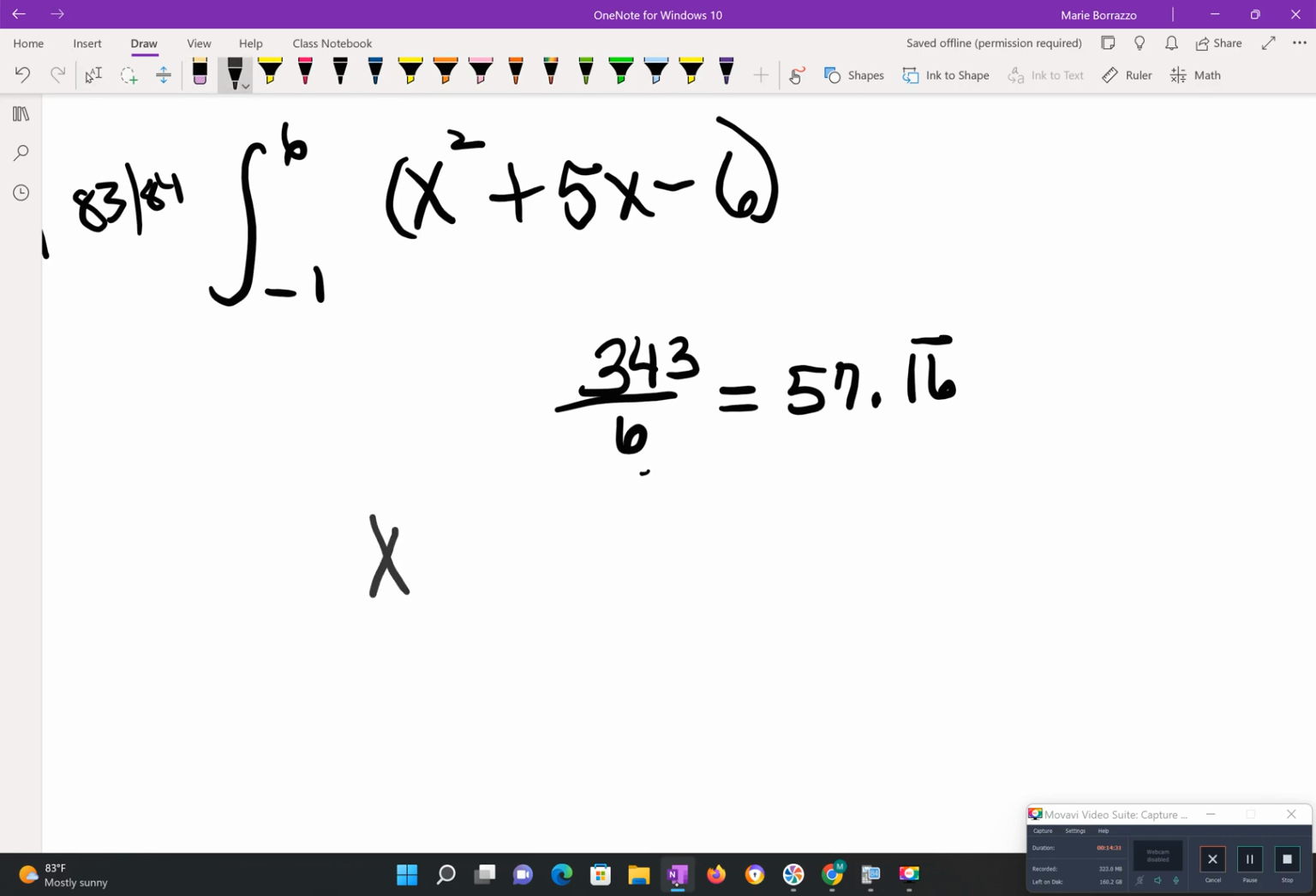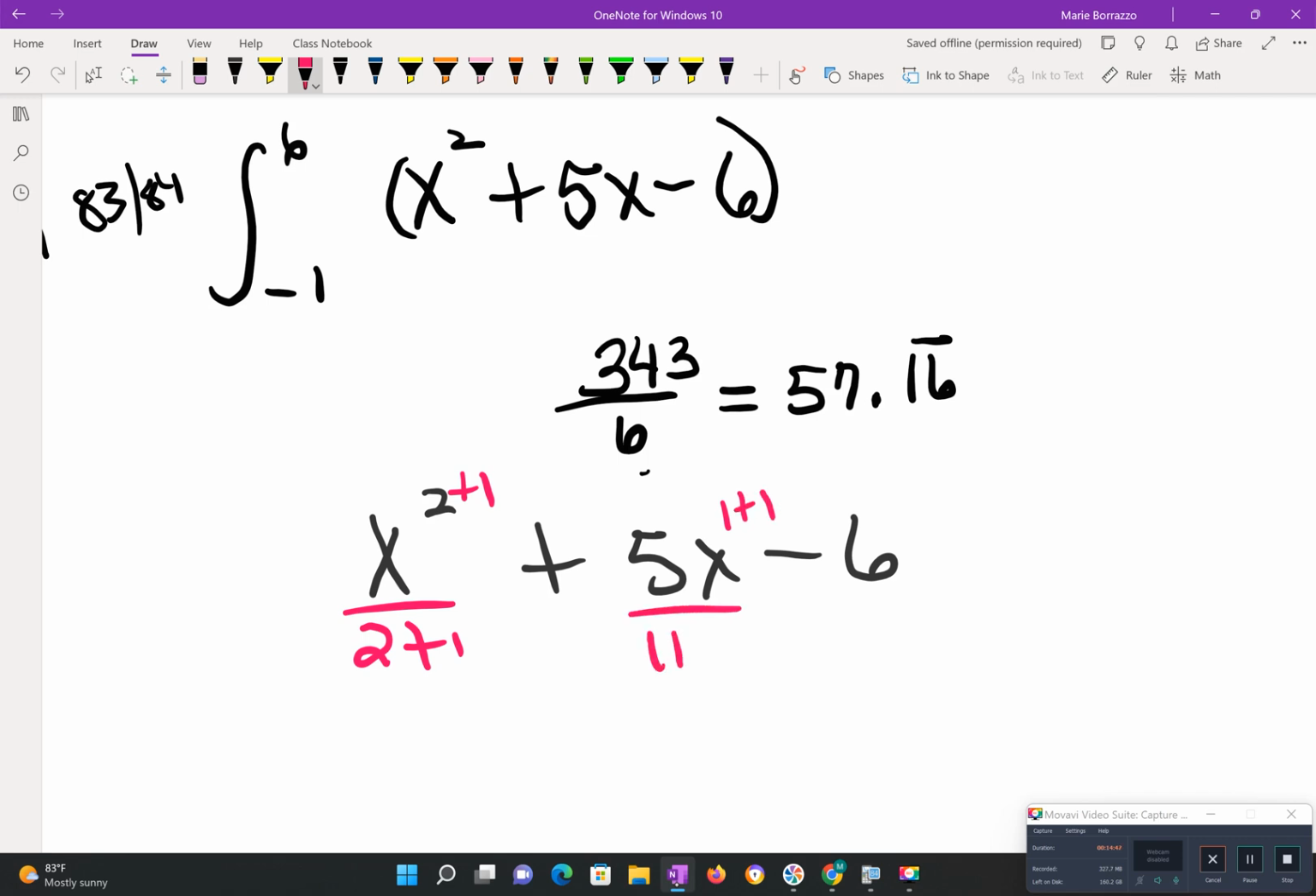So we have x squared, originally 5x, and then minus 6. And we're going to remember to add 1 to the exponent and divide by 2 plus 1. This is 5x to the 1 plus 1 divided by 1 plus 1. And this is technically 6x to the 0, so plus 1 divided by 1.